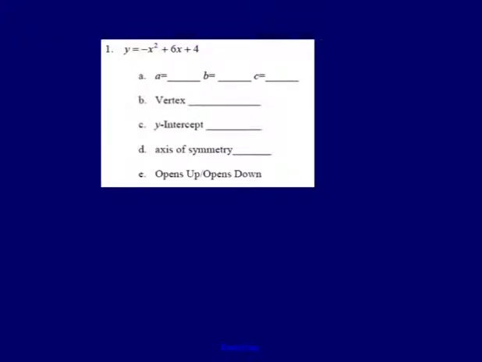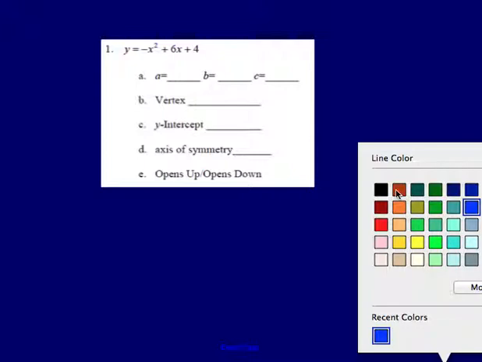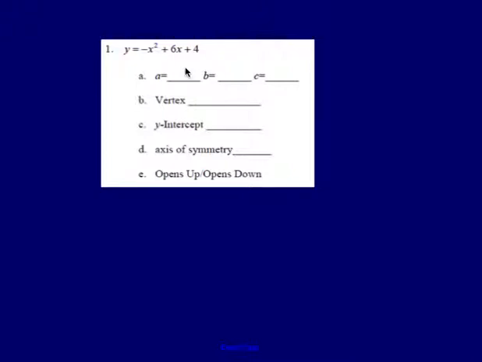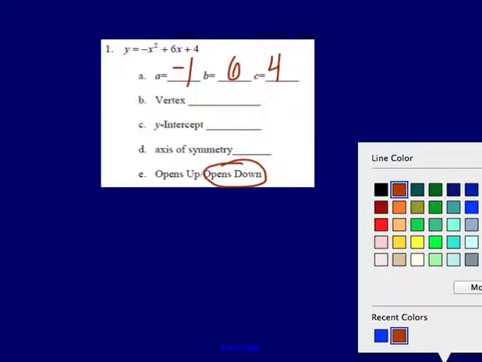When you're given a quadratic, y is equal to negative x squared plus 6x plus 4, the first thing we want to do is assign our a, b, and c values. So my a is going to be negative 1. There's no number with the x squared term, so that means it's a 1, and it's negative. And then my b is a 6 and my c is a 4. I know that this is going to be opening down because my a is negative. And now I'm going to calculate out my vertex.